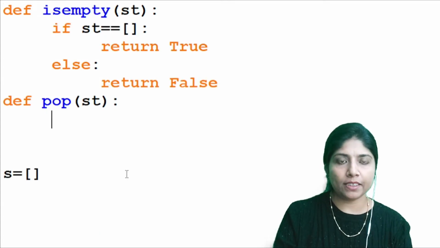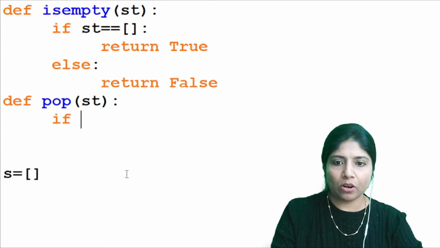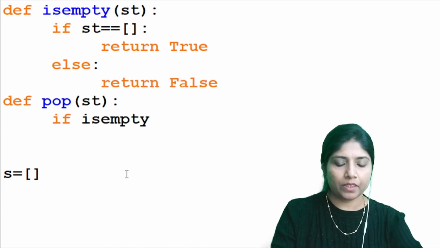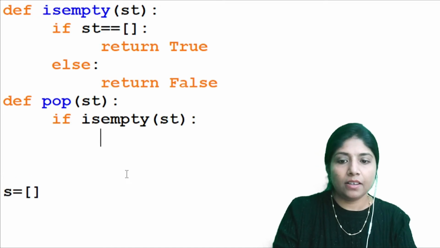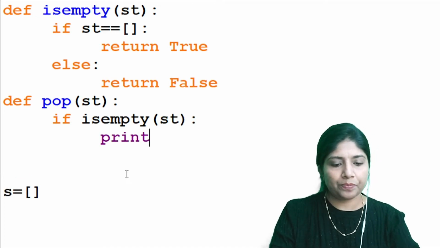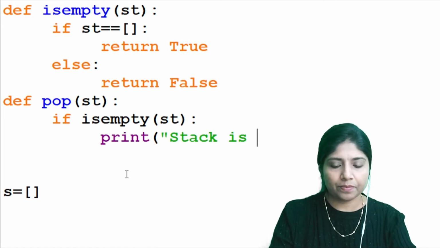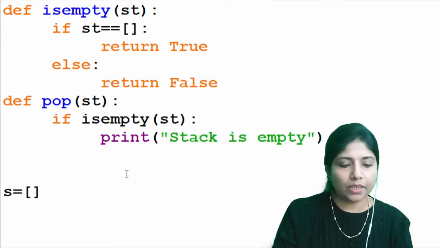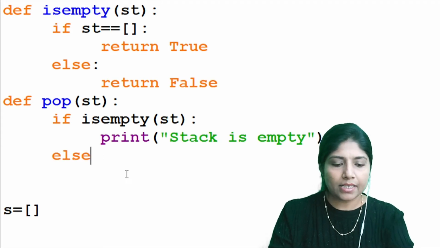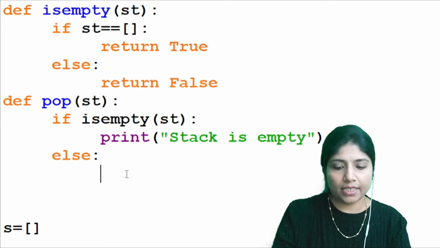Inside our pop function, first we will check whether the stack is empty or not. This will be done by calling the function isEmpty. If isEmpty of st, then you have to print stack is empty. Okay. Then else, if the stack is not empty, then we have to pop the last item in the stack.